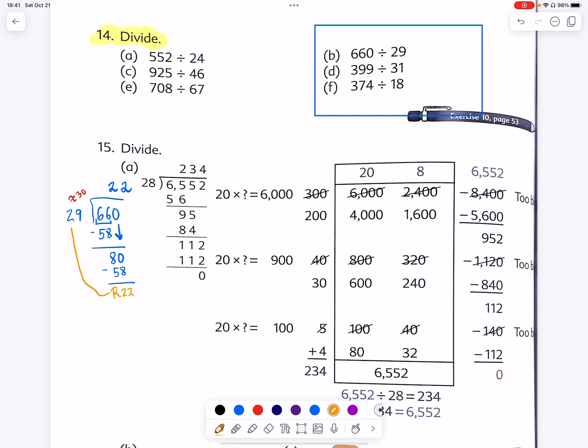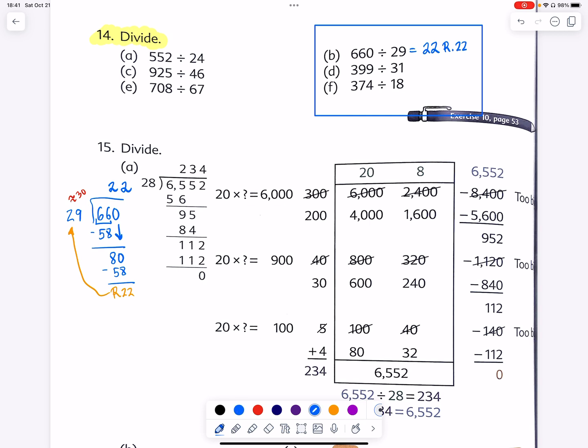Is 22 smaller than our divisor? Yes, it is smaller than our divisor. Therefore, we solved the problem correctly so far. 22 and remainder 22. Next question.